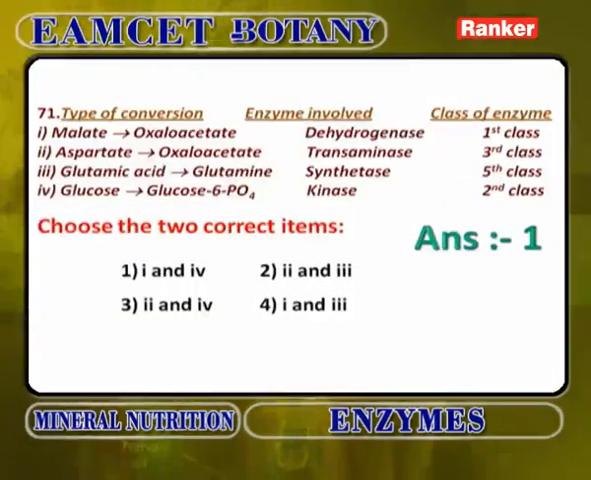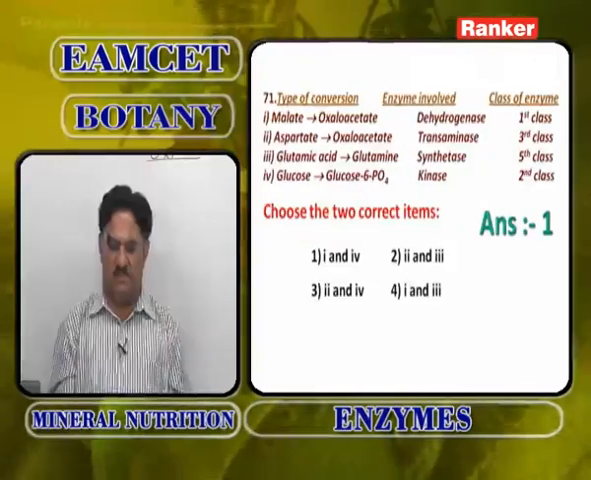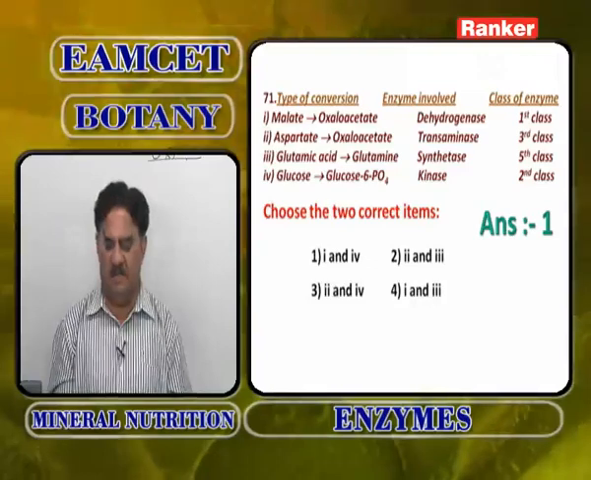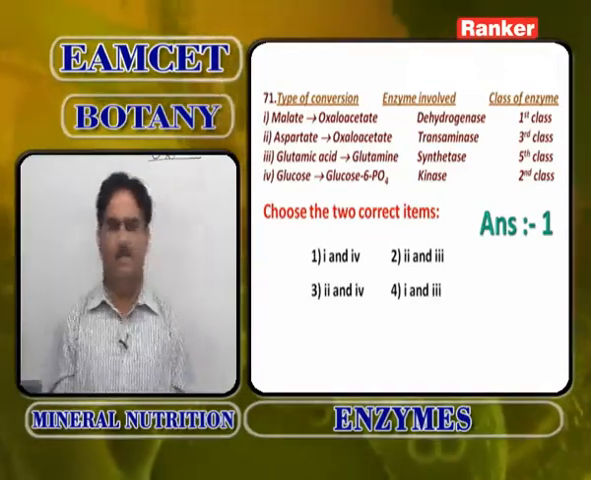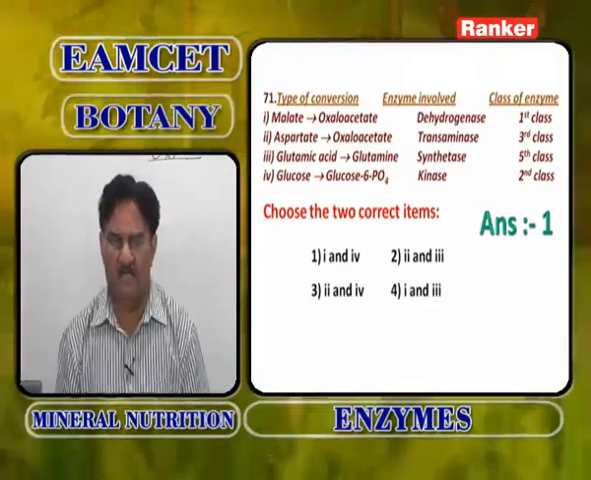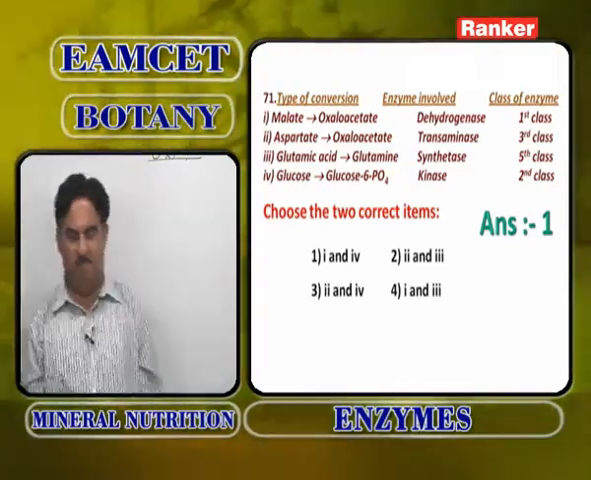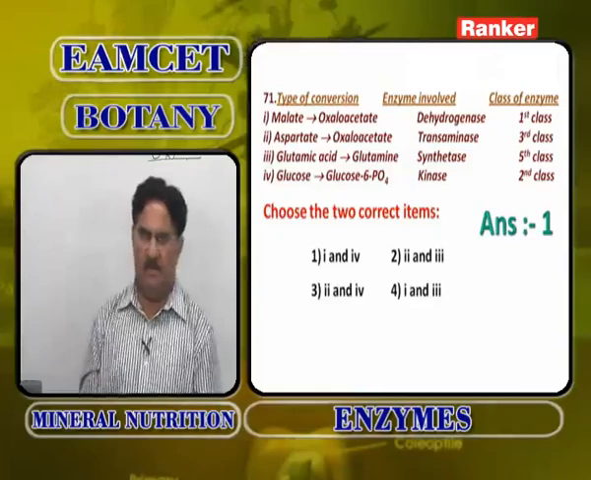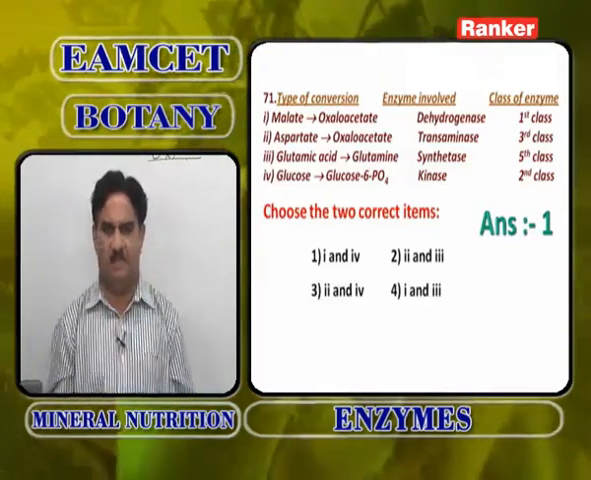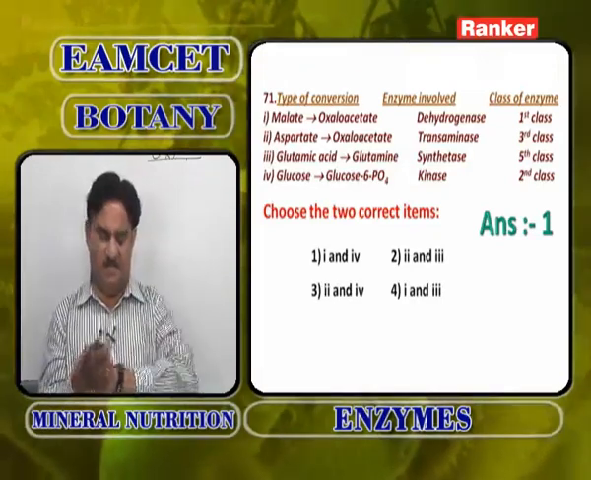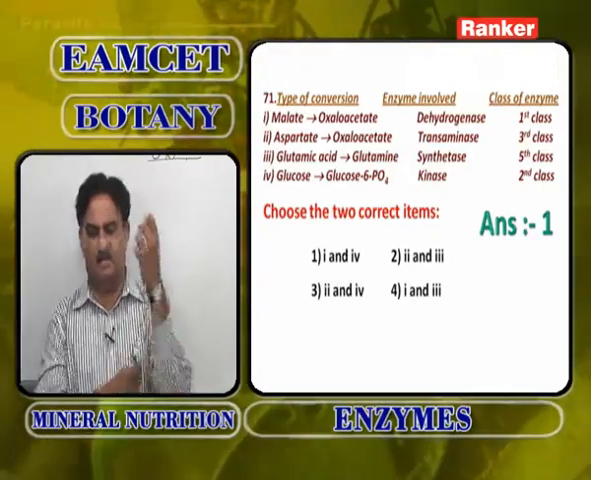It is sixth class, that is ligases or synthetases. Glucose converts into glucose 6-phosphate in the presence of kinase, and second class, perfectly correct. Transferases include transaminases and kinases. Kinases means glucose plus ATP in the presence of hexokinase gives rise to glucose 6-phosphate. That means the phosphate present in the ATP is added to the substrate.